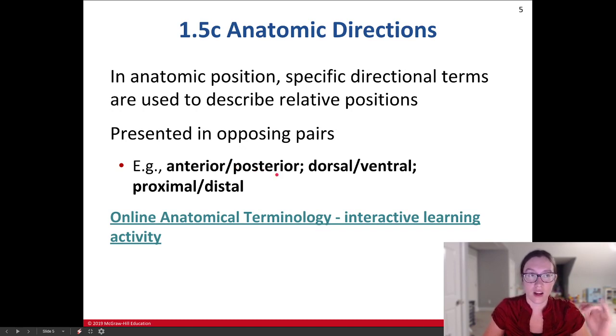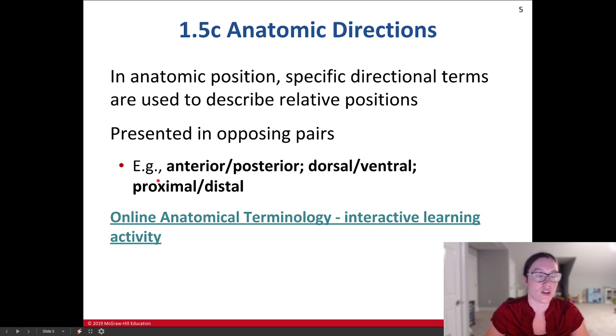In humans who are bipedal and stand upright, usually anterior and ventral are synonymous. We use them fairly interchangeably, and posterior and dorsal are synonymous. We also use those fairly interchangeably. They are a little bit different in quadrupedal animals that stand differently, but for our purposes, we generally use anterior and ventral as almost the same, and posterior and dorsal can be used interchangeably.